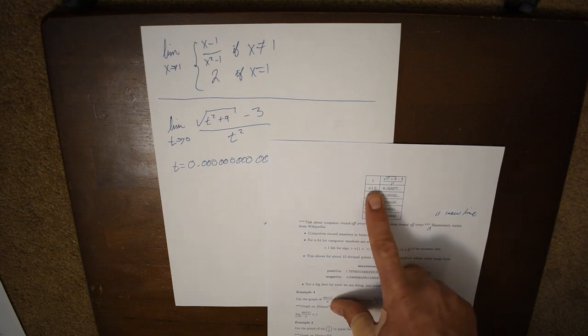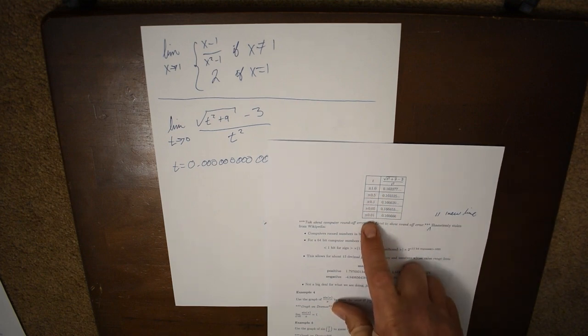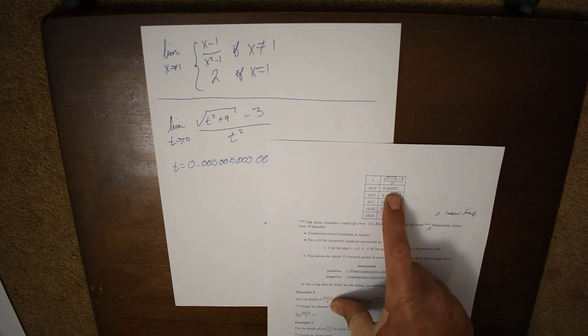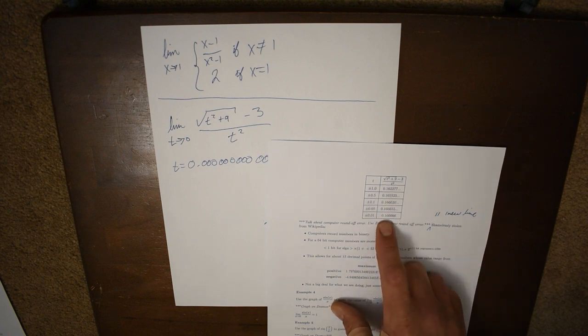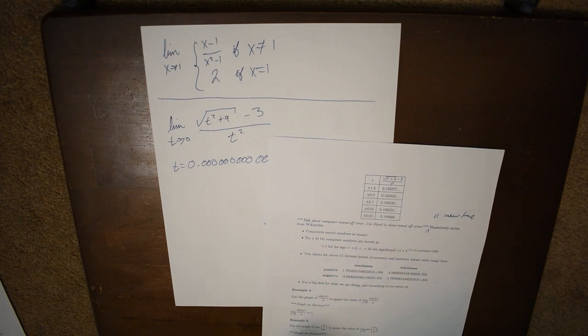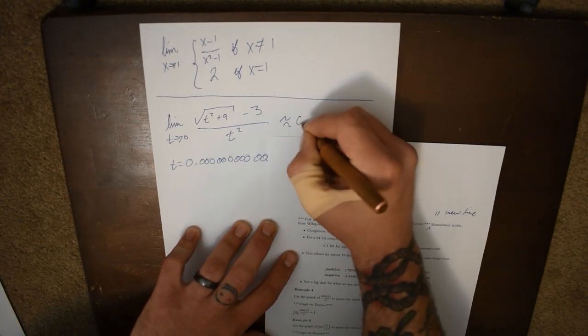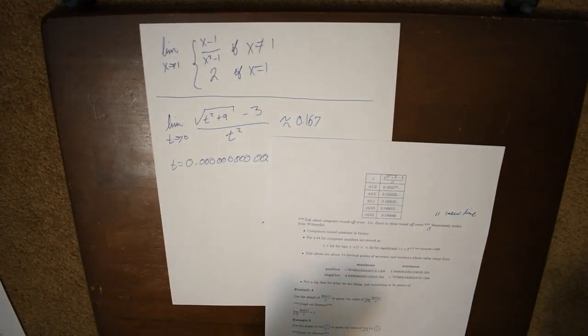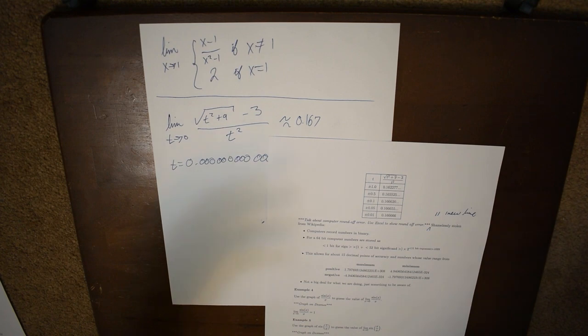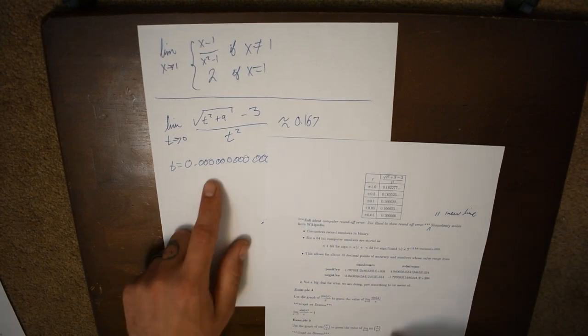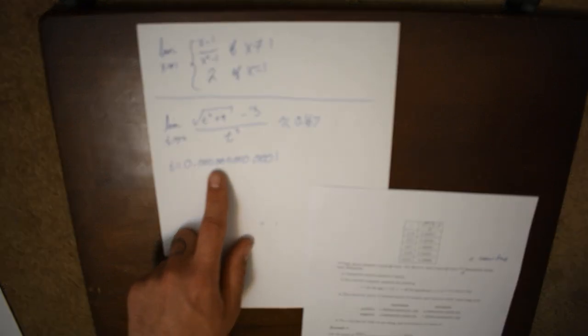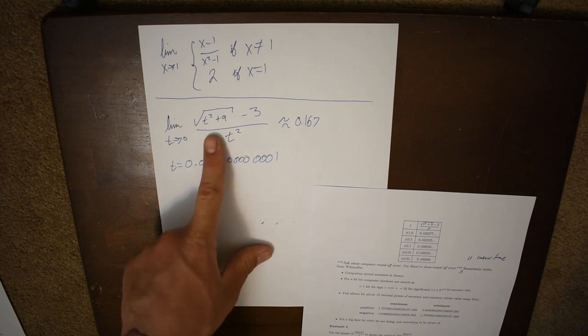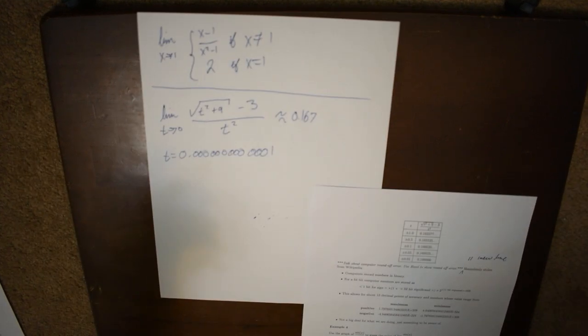So as we let our values of t get closer and closer to 0, our values of y approached approximately 0.167. Which is fine. But I want to talk to you guys about computer round-off errors and what happens if you just try to plug this incredibly small number into this function on your calculator.